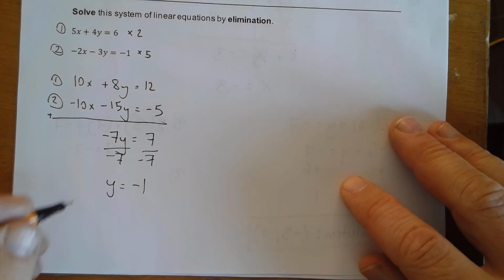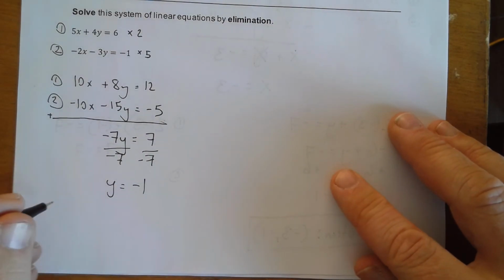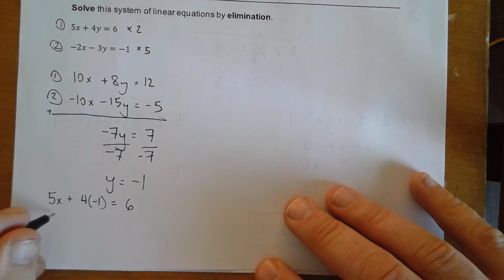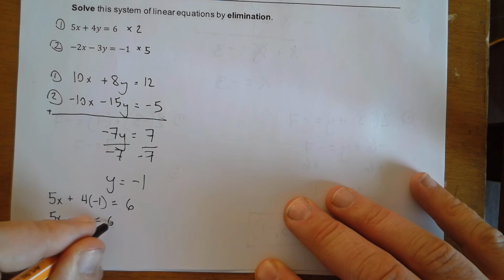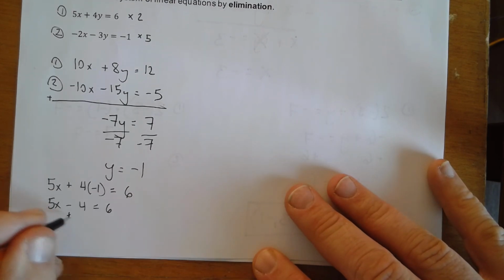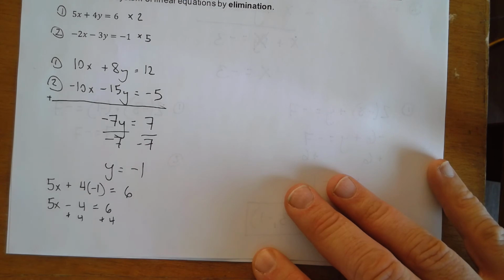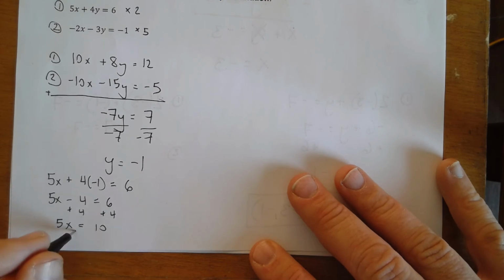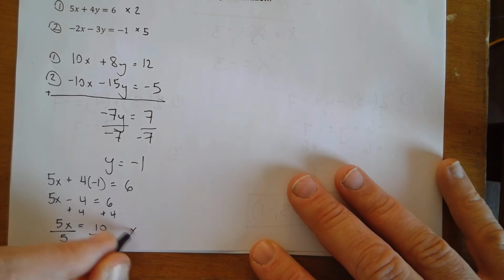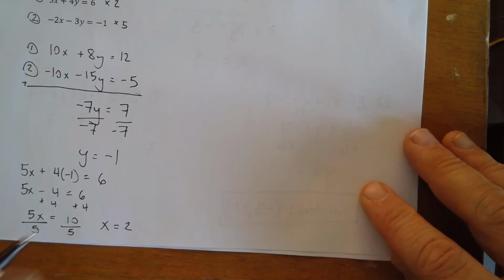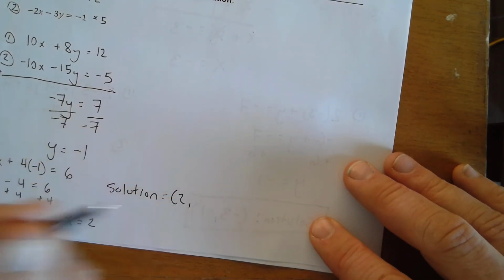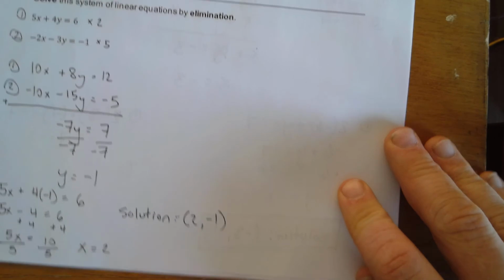Then I put my answer for y into my equation, so I have 5x plus 4 times negative 1 equals 6. And I get 5x subtract 4 equals 6. I'm going to add 4 to both sides to get rid of the subtracting 4. I get 5x equals 10. And I divide everything by 5 to get x equals 2. So my solution is 2, negative 1.